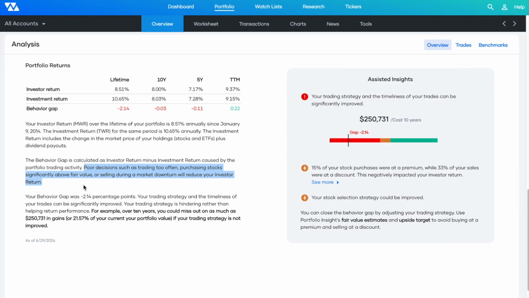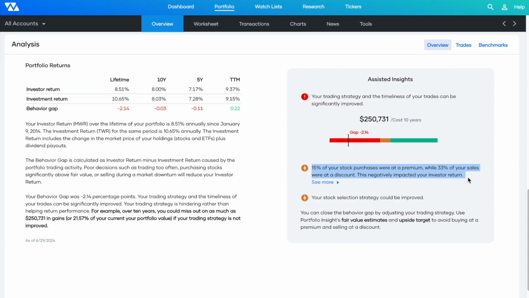A behavior gap of negative 2.14 percentage points means this investor's trading strategy and the timeliness of trades can be significantly improved. In fact, with a behavior gap of minus 2.14 percentage points, Portfolio Insight estimates that the investor missed out on more than $250,000 in gains over a 10-year time frame, as graphically illustrated in the Assisted Insight section to the right. Here, Portfolio Insight provides a summary of the trade analysis it performed for this portfolio.